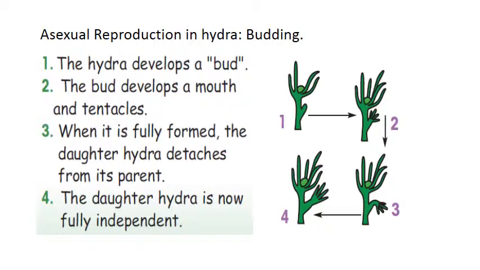In the third step, when it's fully developed, fully formed, the bud, the daughter hydra, detaches or separates itself from its parent. In the last step, the daughter hydra is now fully independent. A new hydra is formed. So this is called budding, and it's asexual reproduction because there was no fertilization and no male or female.